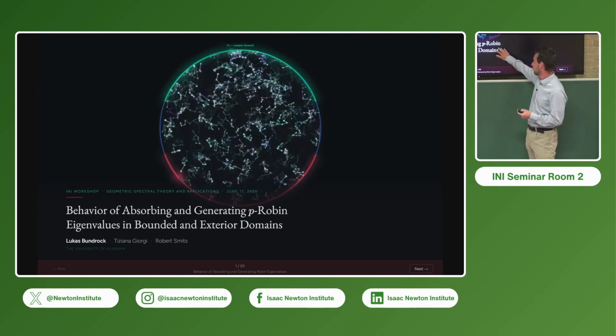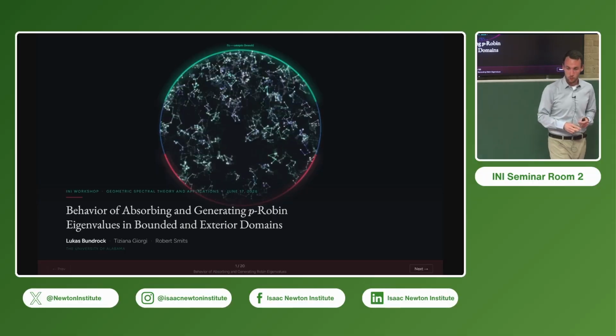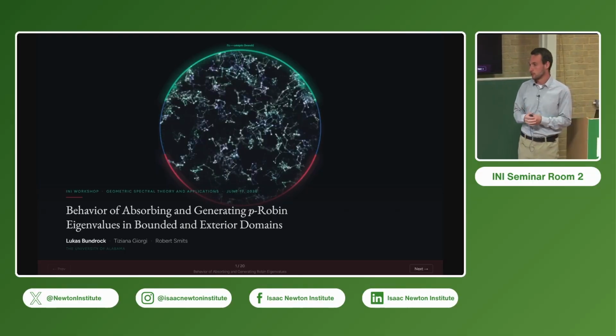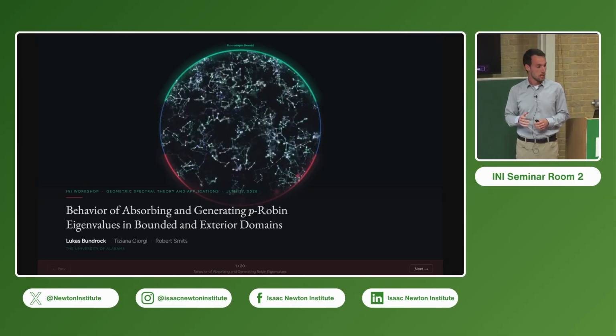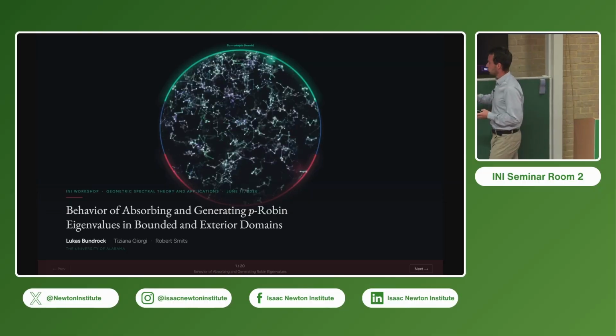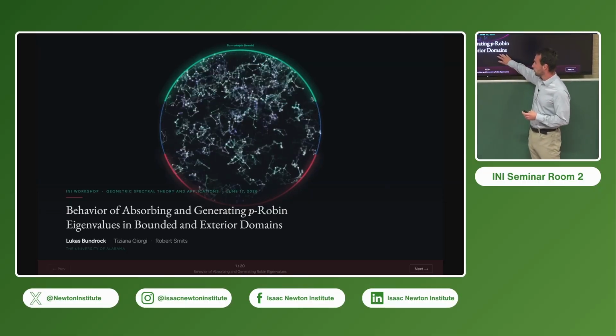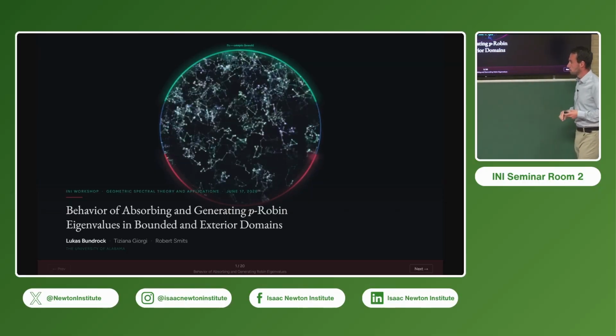For short, we just call this P-Robin eigenvalues, and we studied this problem in bounded as well as in a certain class of unbounded domains. If time permits, I would also like to show you some of the results that we obtained for unbounded domains, but the focus of today's talk will be on the bounded setting.